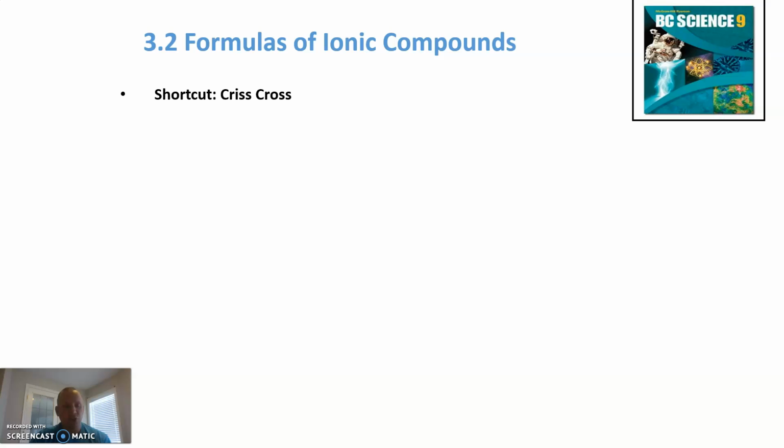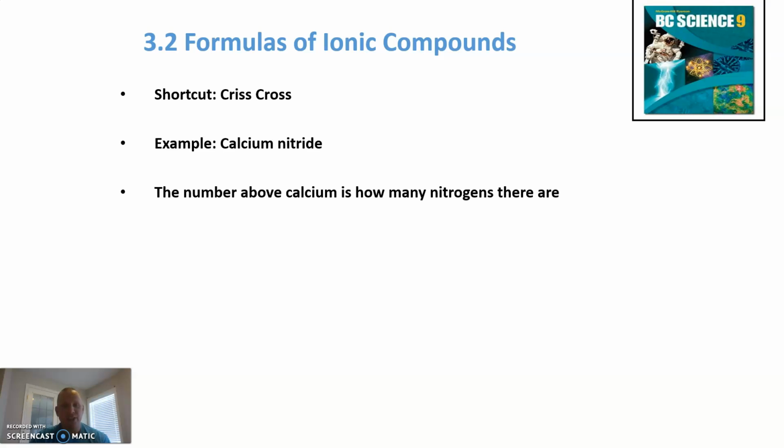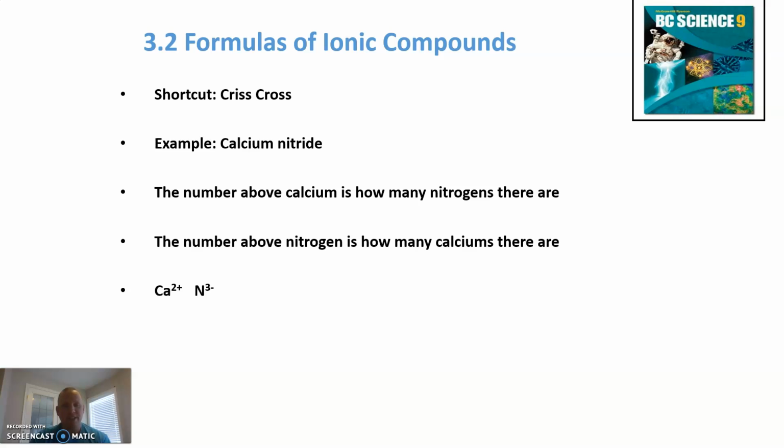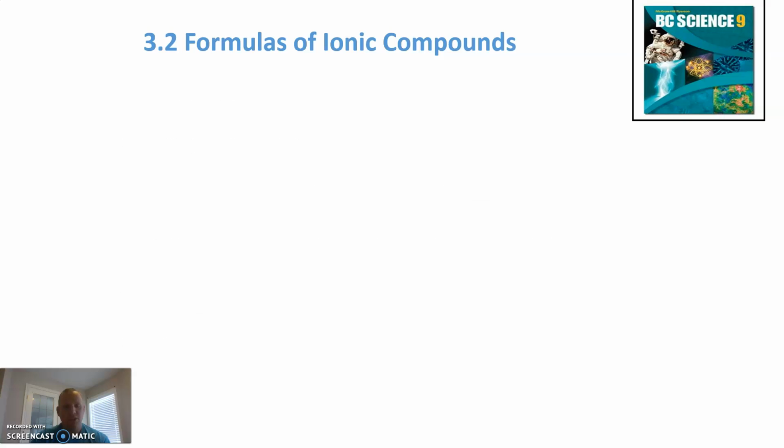I'm going to show you guys a shortcut called the crisscross. I call it the crisscross anyway. It works about 90% of the time. So with this previous example, the ion charge of calcium, the number above calcium, is how many nitrogens there're going to end up being. And the number above nitrogen is how many calciums there're going to end up being. It's a little shortcut. I'll show you an example when it doesn't work, but there's a simple fix to that.